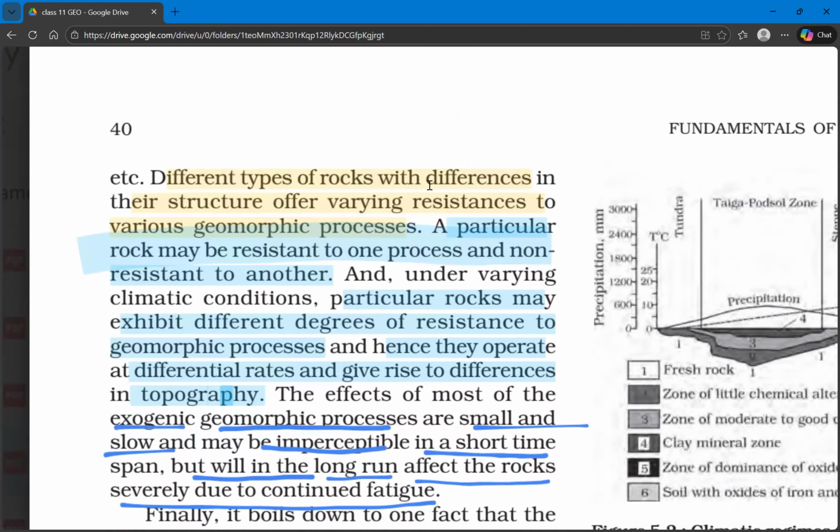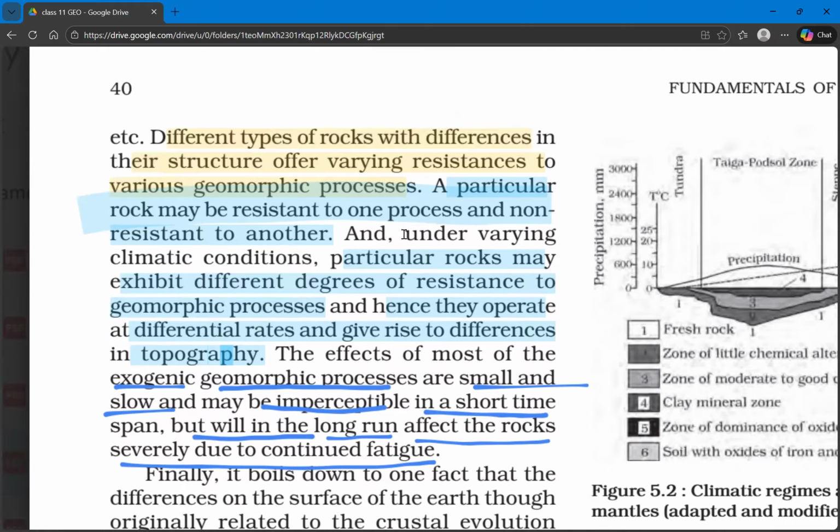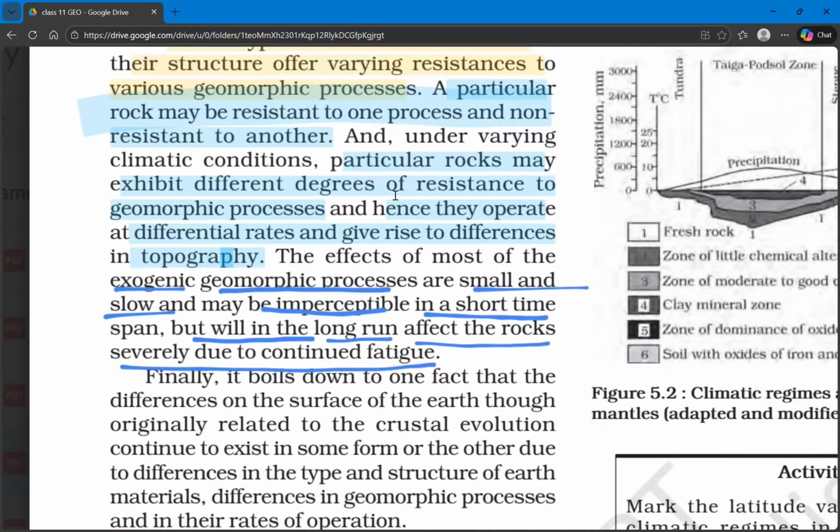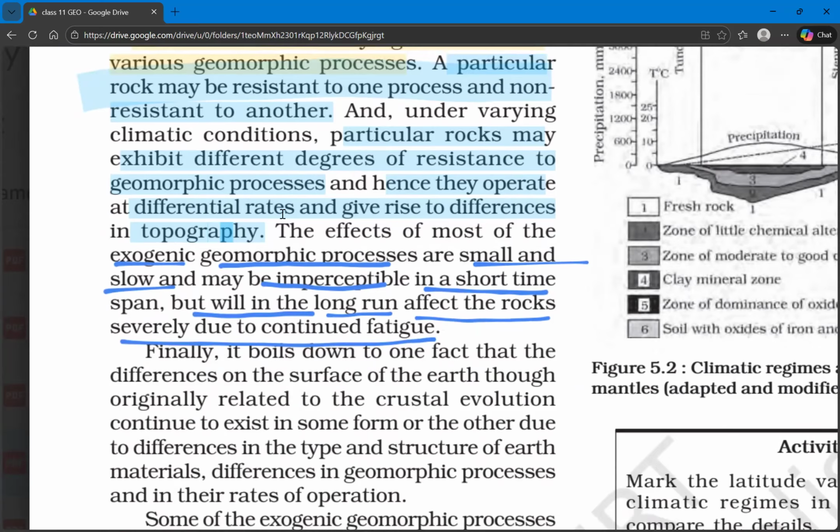Different types of rocks with differences in their structure offer varying resistance to various geomorphic processes. So the characteristics of rocks define the resistance to various processes. A particular rock may be resistant to one process and non-resistant to another. And under varying climatic conditions, particular rocks may exhibit different degrees of resistance to geomorphic processes. Hence, they operate at differential rates and give rise to differences in topography. So under varying climatic conditions also, rocks can offer different degrees of resistance, and this gives rise to differences in topography.